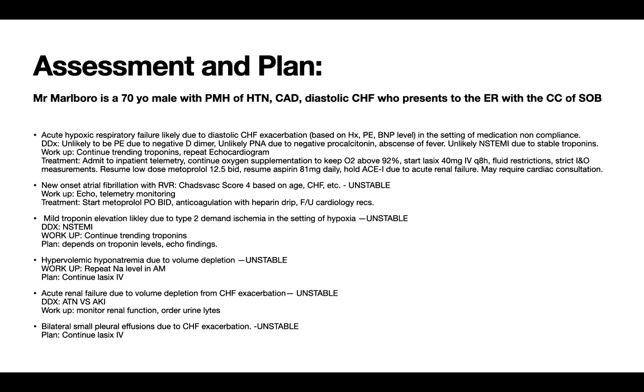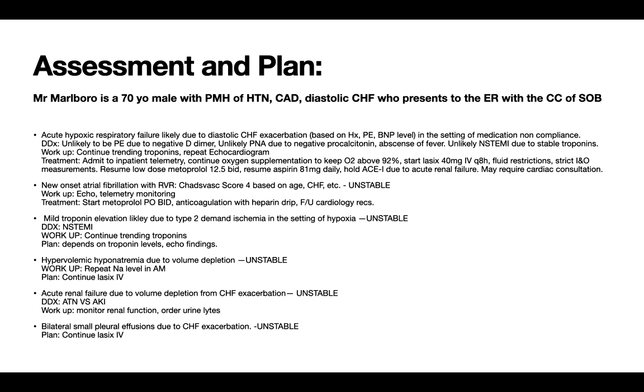A score that we like to use is the CHA2DS2-VASc score, and it gives us the risk for clot formation and recommendations for anticoagulation. So for this patient, for now, we're going to do a heparin drip until we finish his workup. And for the mild troponin elevation, likely type 2 demand ischemia in the setting of hypoxia. Rule out NSTEMI, so your differential diagnosis includes NSTEMI. You're going to continue trending troponins, and the plan depends on troponin levels and echo findings.